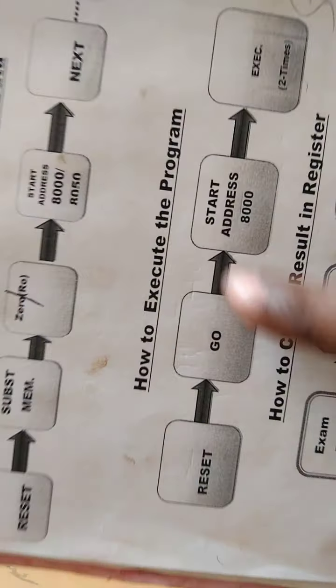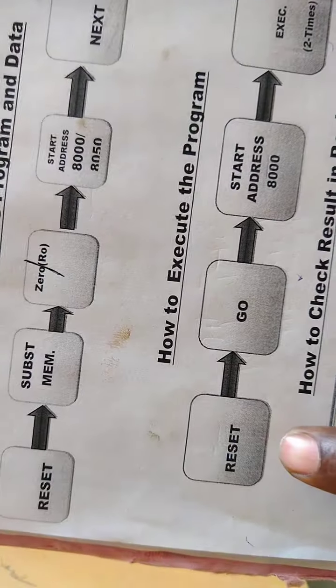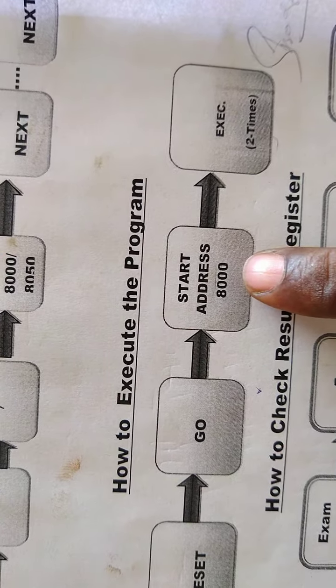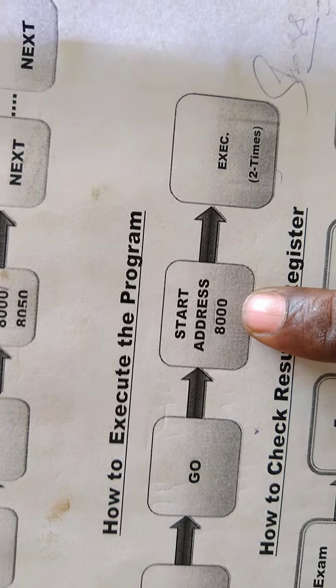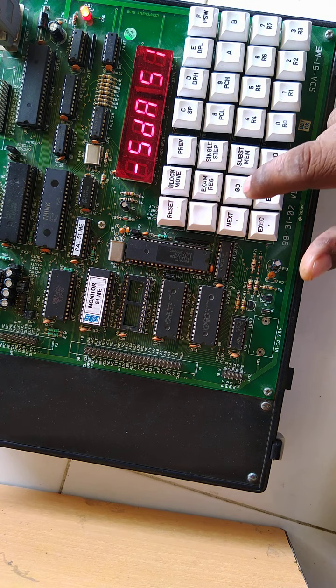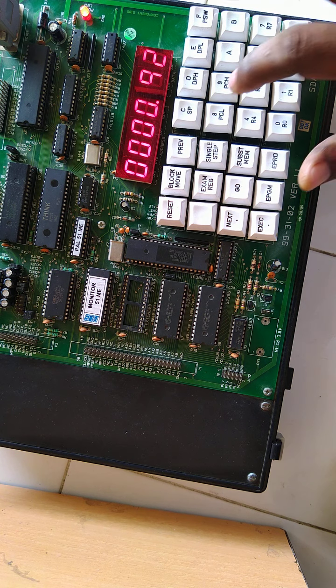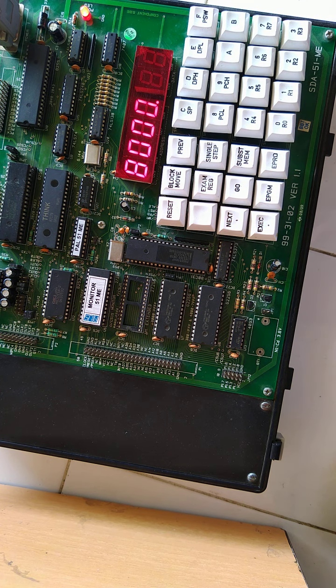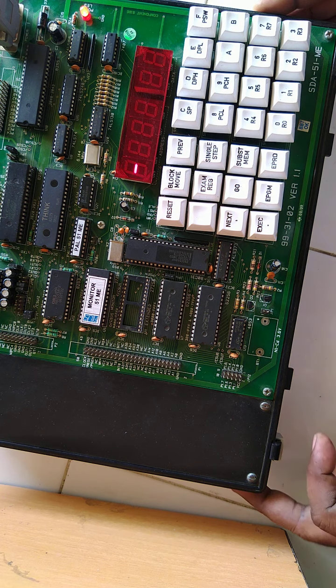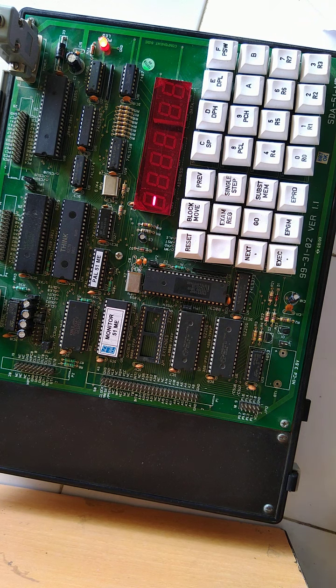Now, how to execute the program? First press reset button, then go button, starting address of the program, that is 8000 in our case, and press execute button 2 times. Reset, go, 8000, execute. The controller has executed the program and it has come out.